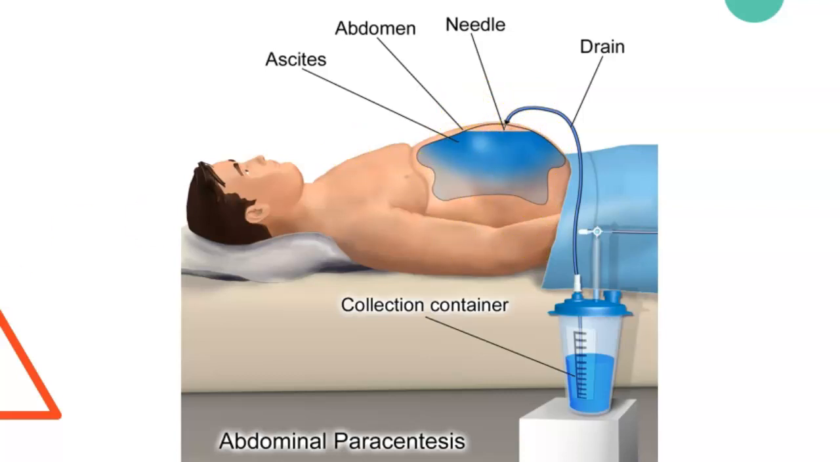Fluid will be removed over 30 to 90 minutes, and this is because we don't want to drop the blood pressure. So you do want to monitor your patient post-op for signs and symptoms of hypovolemia and electrolyte imbalances, and you want to check that dressing site for bleeding and drainage.